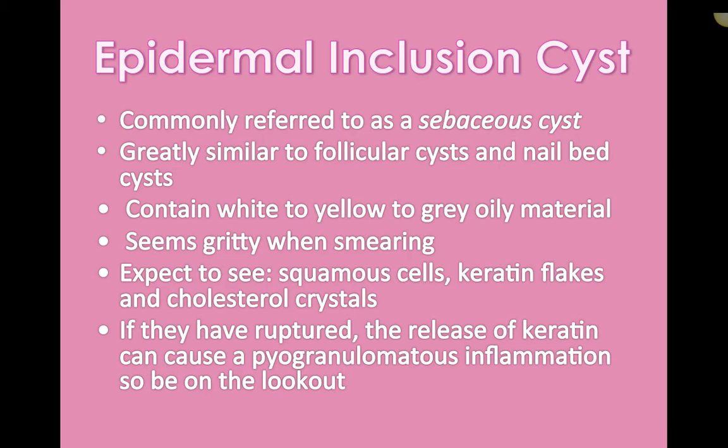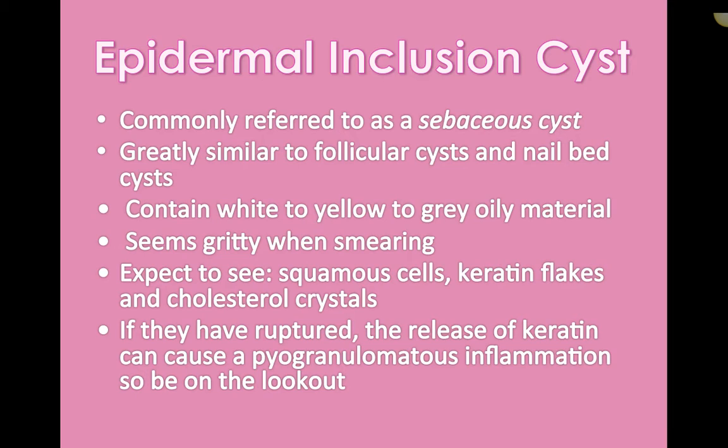Epidermal inclusion cysts, my favorite, sebaceous cyst. They're similar to follicular cyst and nail bed cysts. They contain white to yellow to gray, sort of oily, gritty material. The key characteristic of these guys is that when you spread the chunky or gooey material onto a slide with a squash prep, you can feel grittiness between the two slides. That is a key characteristic of an epidermal inclusion cyst.